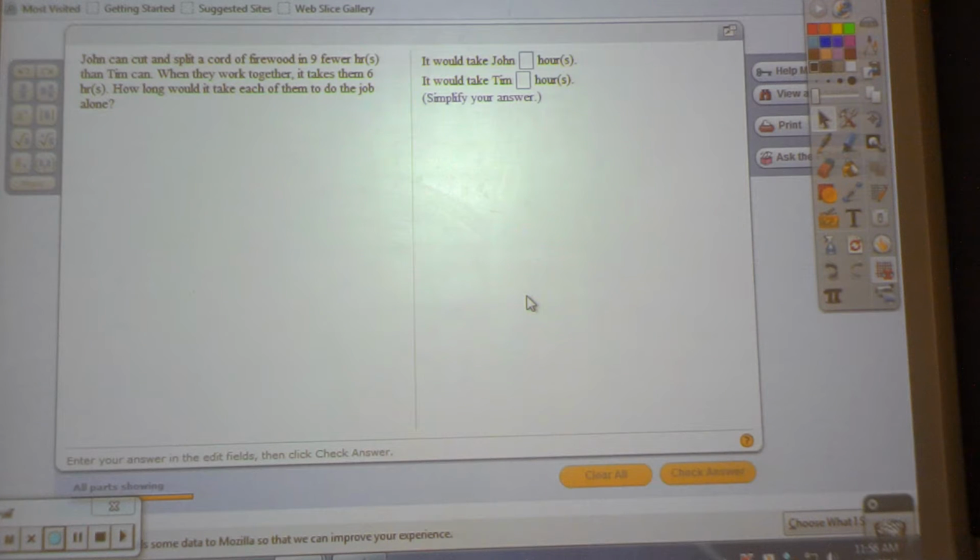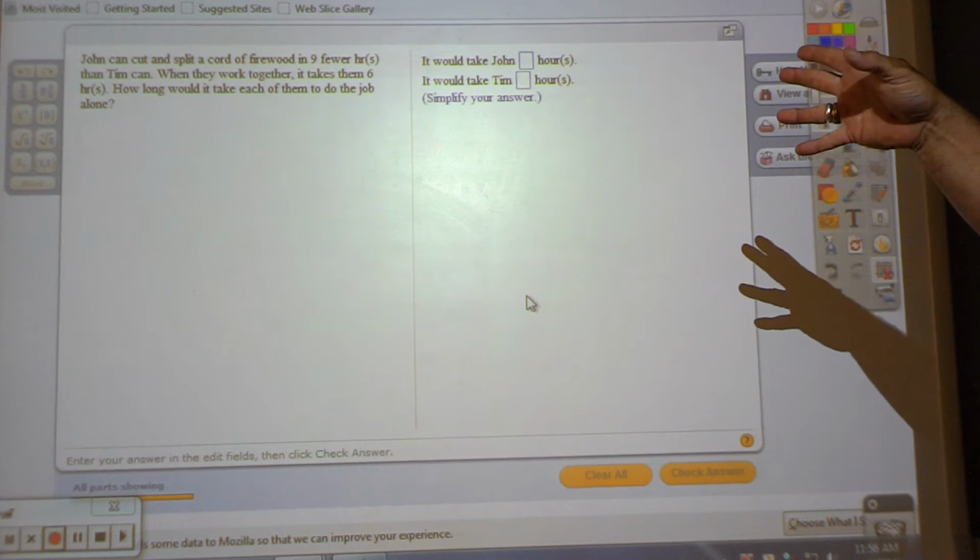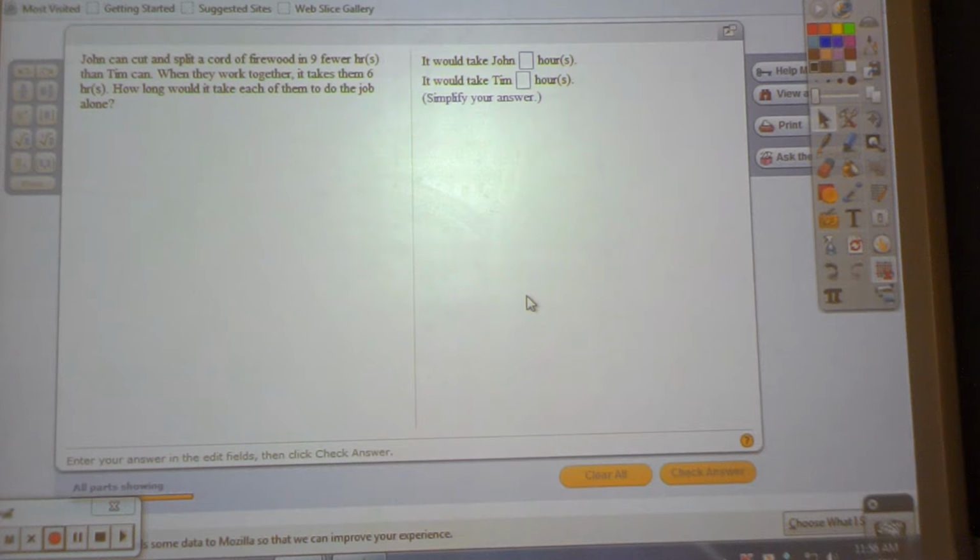Okay. John can cut and split a cord of firewood. What's a cord? About a pickup truck load. In 9 fewer hours than Tim can. See, they won't put a woman up there when it's the other way around. You notice that? If John can cut something real quick, it's got to be another guy that can do it slower. Won't put another woman up there when it's slower. John can split a cord of firewood in 9 fewer hours than Tim can. When they work together, it takes them 6 hours. How long will it take each of them to do the job?